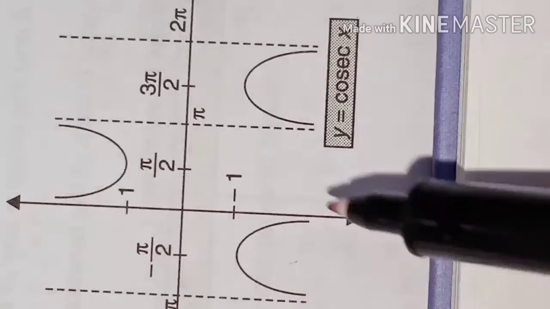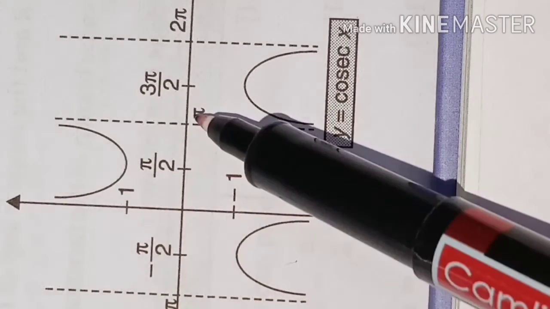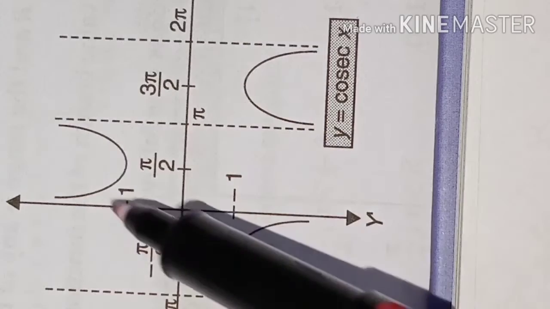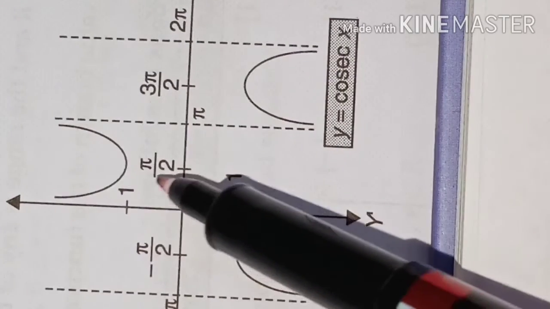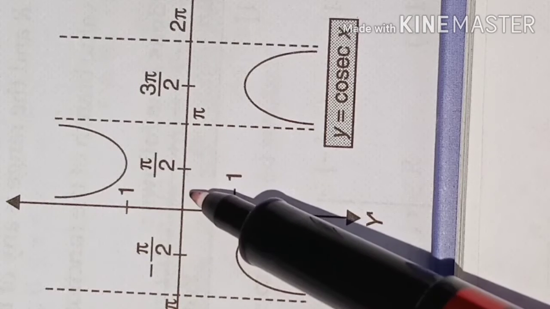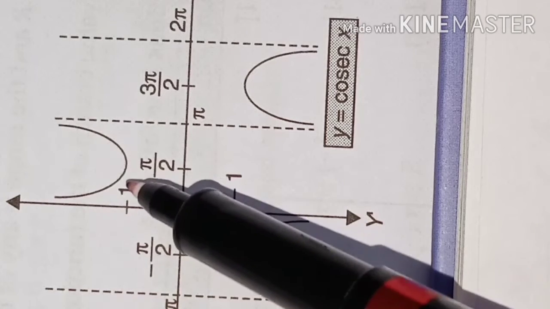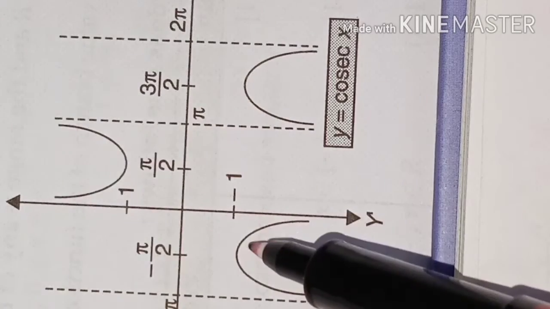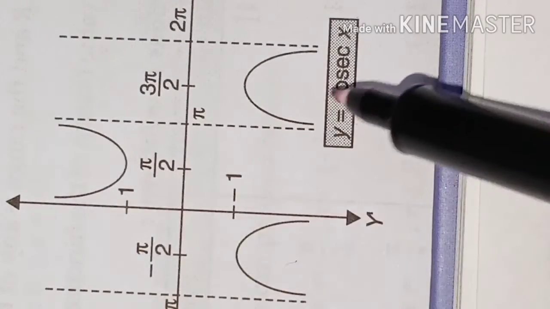So the graph of the cosec function, just see, between 0 and pi, the graph is going upward, but it is not coming below 1. So it is always above +1 or it is always below -1. So that is the graph of the cosec function.